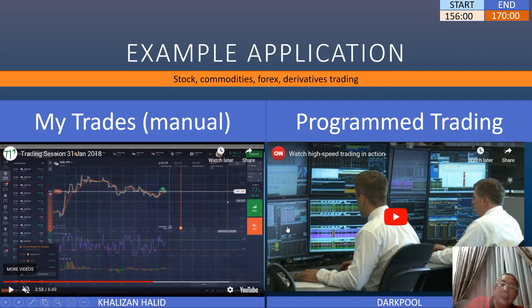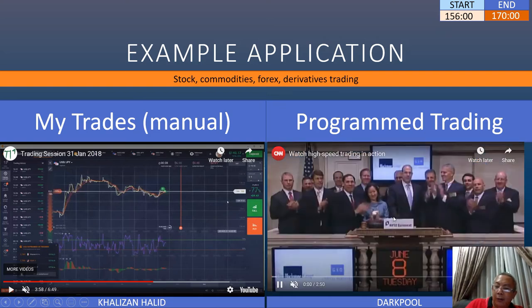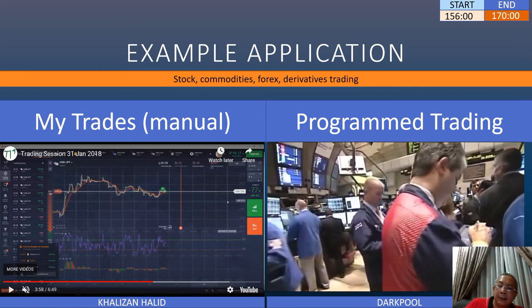I cannot handle 20 screens, for example. I won't remember what is the strategy over here, what strategy over there. But when you use artificial intelligence, and now a lot of stock trading, forex and all that is working against artificial intelligence. In fact, the one that I'm fighting against just now was also probably a lot of artificial intelligence.